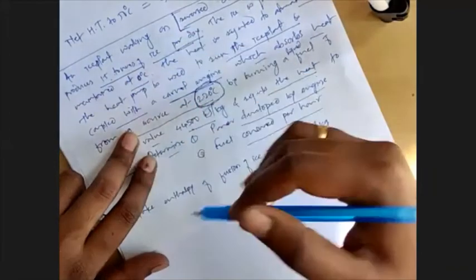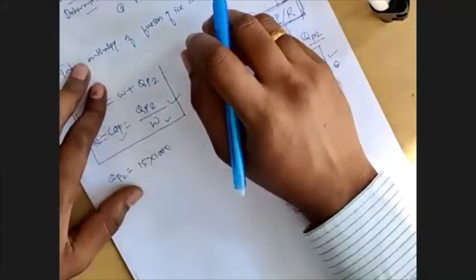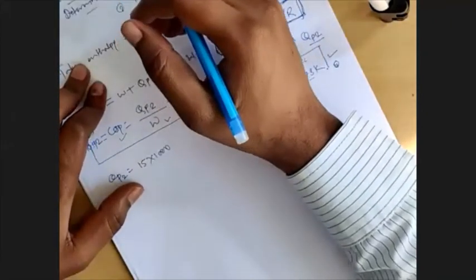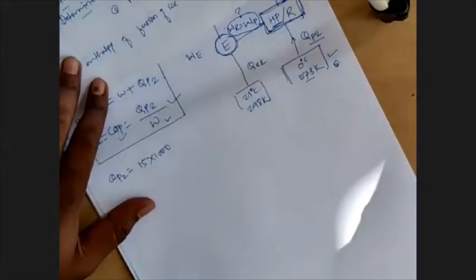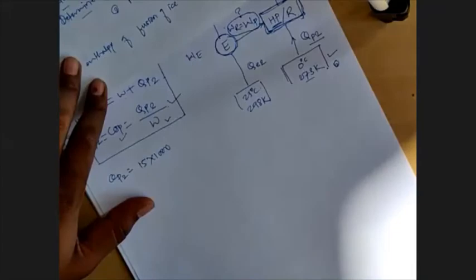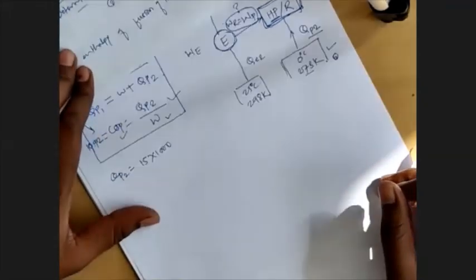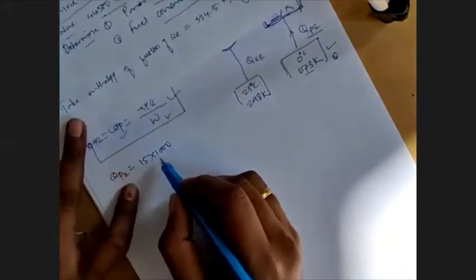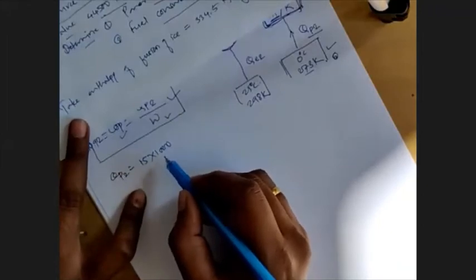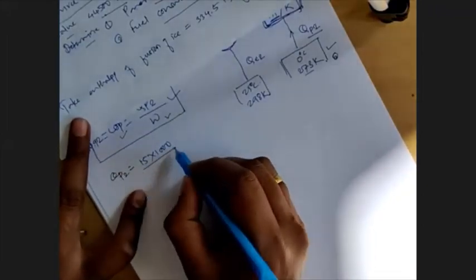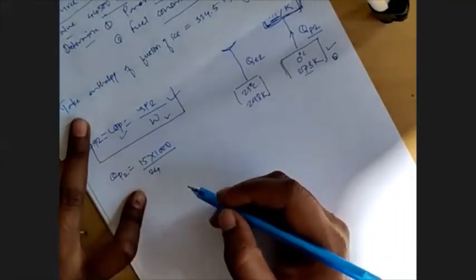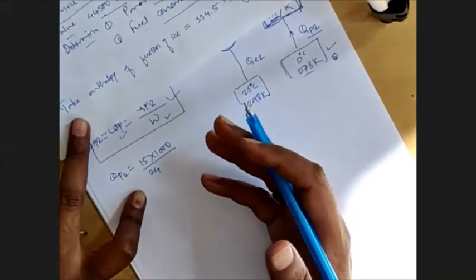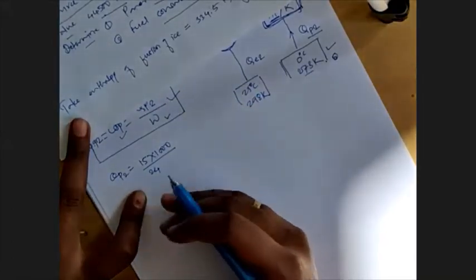Now that also has to be converted into seconds, so that I can take kilowatt. Kilowatt is nothing but kilojoules per second, not kilojoules per hour, right? So we need to convert into kilojoules per second. So let's see how we can do that. 15 tons, we multiplied it by 1000, divided by 24. 1 day is 24 hours. So to convert it into hours, I divided it by 24.